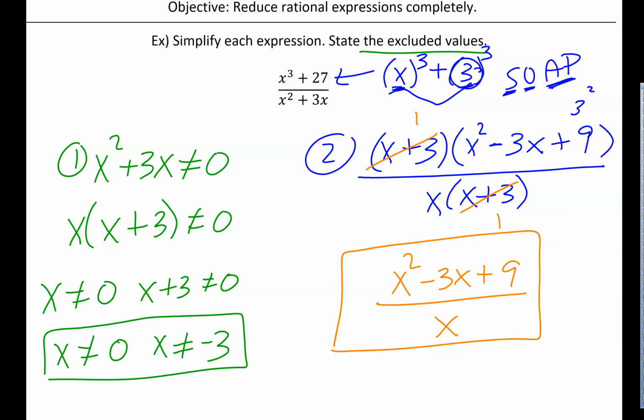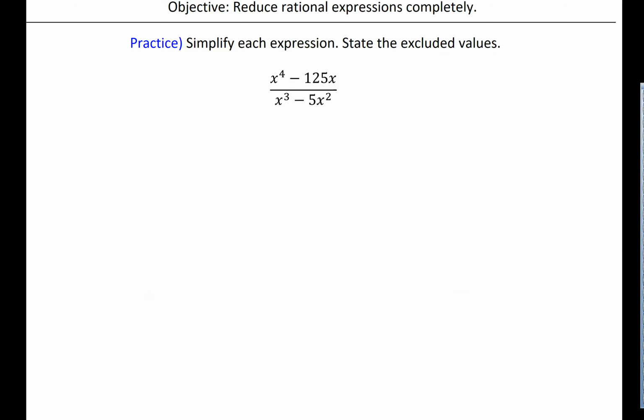All right, let's move on. So here's a practice problem. Again, I encourage you to pause the video, try this problem, and then come back when you're ready to check. Let's take a look at the answer.